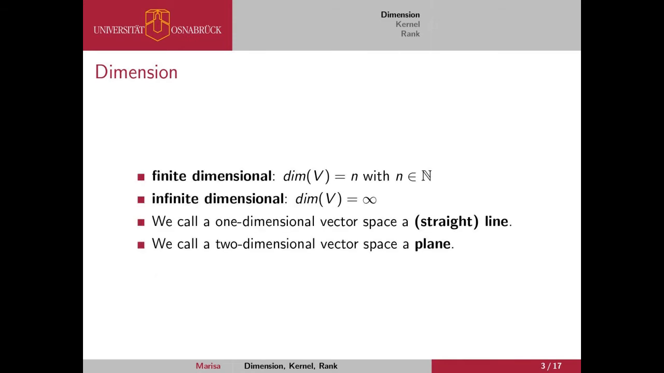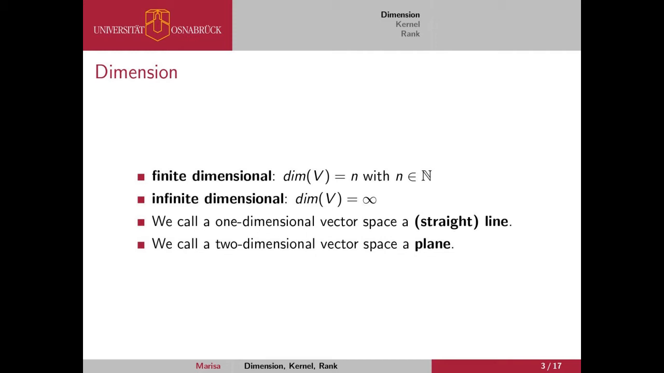Let us quickly go through some terminology. We say finite dimensional for a vector space that has the dimension n, with n being a natural number. So basically, if the dimension is finite, we say it's a finite dimensional vector space. We say that a vector space is infinite dimensional if the dimension is infinity. So if we cannot express the dimension of this vector space with a natural number.